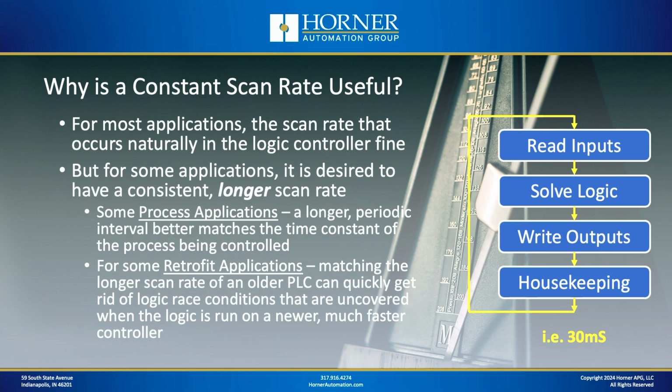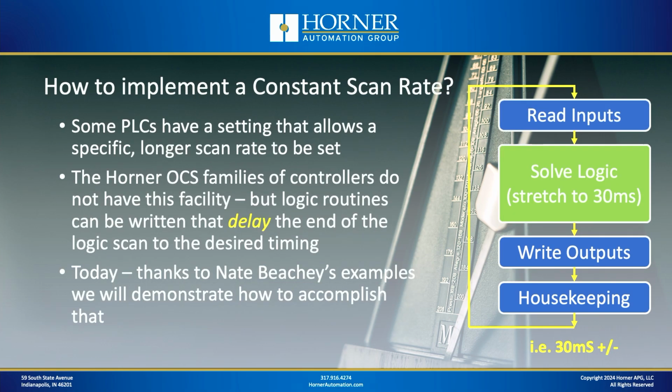If the scan rate of your previous controller was about 30 milliseconds and the new one is about 3, you could use the technique I'm showing you today to increase the scan rate in your new controller to 30 milliseconds. That's really what we're talking about today from a practical standpoint. That's the one I've run into the most. Again, the best scenario is to fix the race condition, but if you don't have time to do that in the short term, then you can at least lengthen the scan.